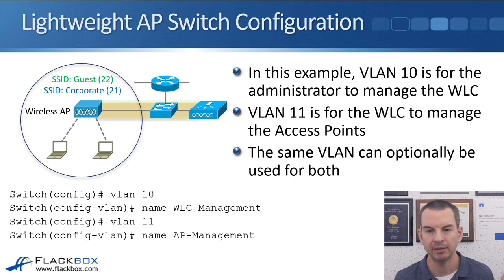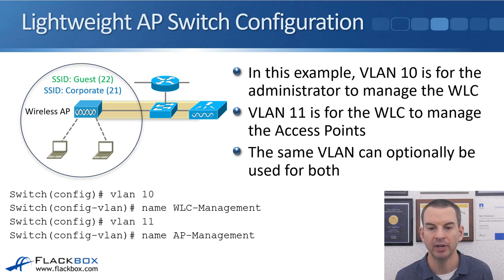Now, in that example, VLAN 10, WLC management, is for the administrator to manage the wireless LAN controller. So you're going to need to go onto the admin GUI for the wireless LAN controller to configure it. You're going to need connectivity to it. So we've got a VLAN set up for that. In this example, we're using VLAN 10.